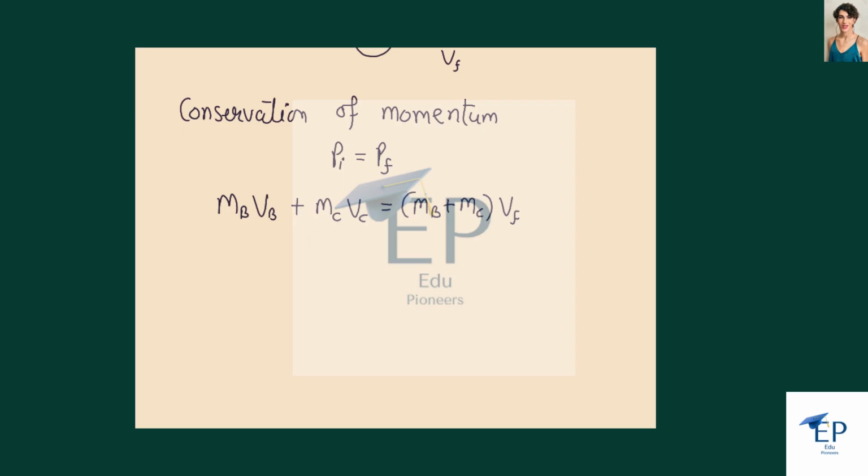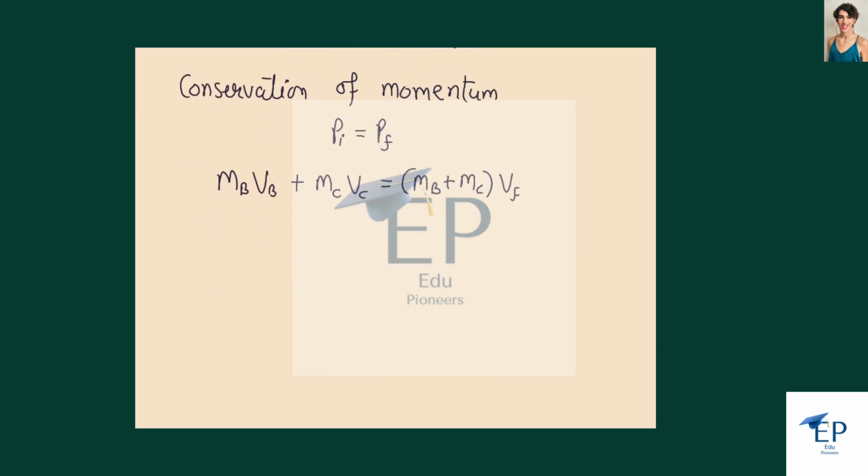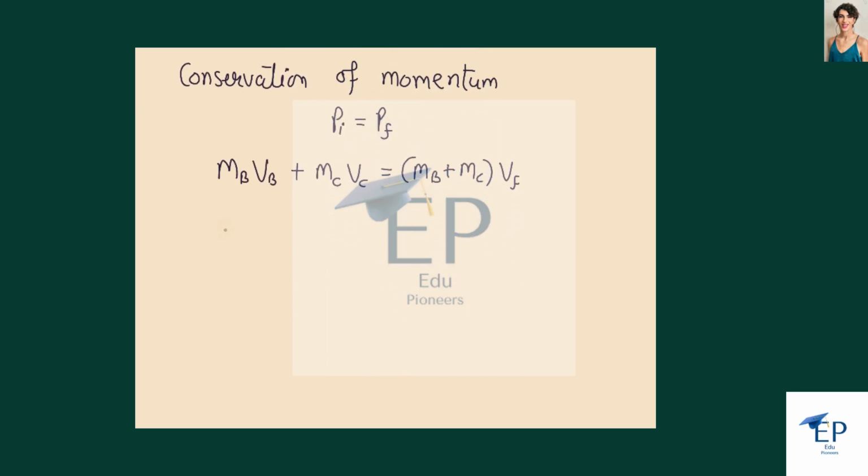Now here the velocity and the directions are important. VB is moving towards the right. If I consider this to be 4, then this will be minus 20. So we will plug in here: the mass of the billiard ball is 1 kg times velocity 4, plus the mass of the chewing gum 0.2 kg times the velocity minus 20 meters per second, equals 1 plus 0.2 times Vf.